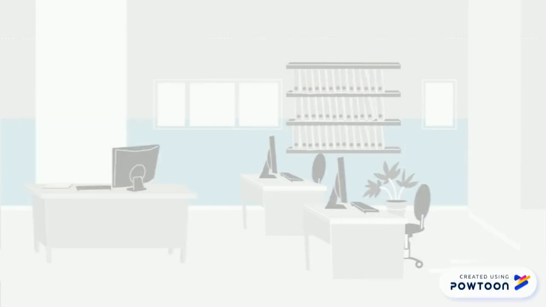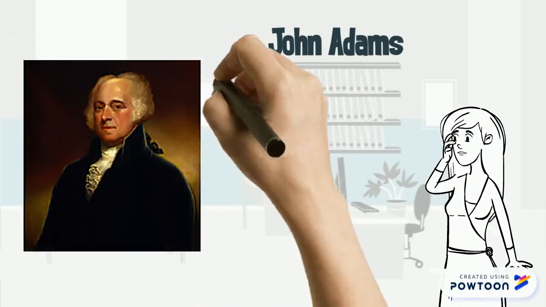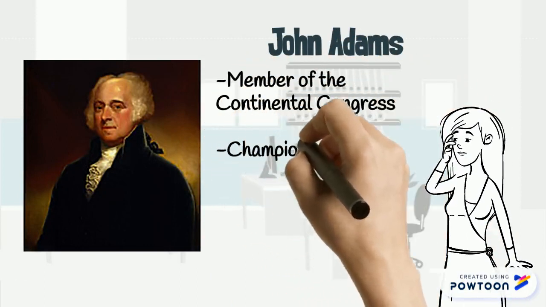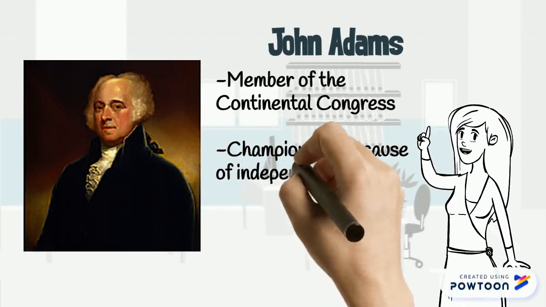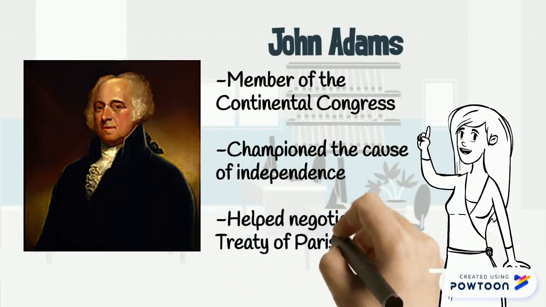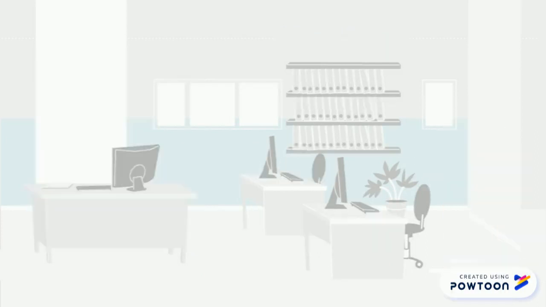The next founding father was John Adams, also a member of the Continental Congress. Now, he was a huge champion for the cause of independence, meaning he promoted it. He was one of the ones that got everyone on board. Later on, when the war ended, he helped to negotiate the Treaty of Paris.